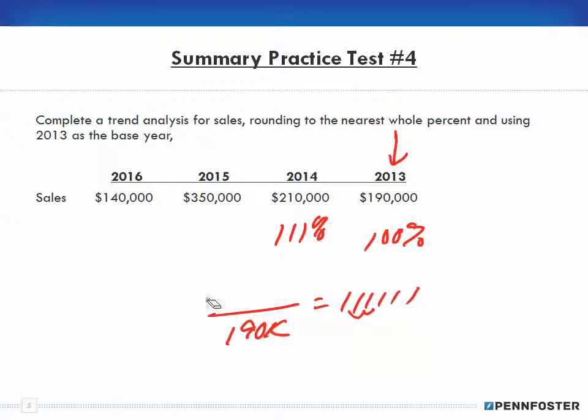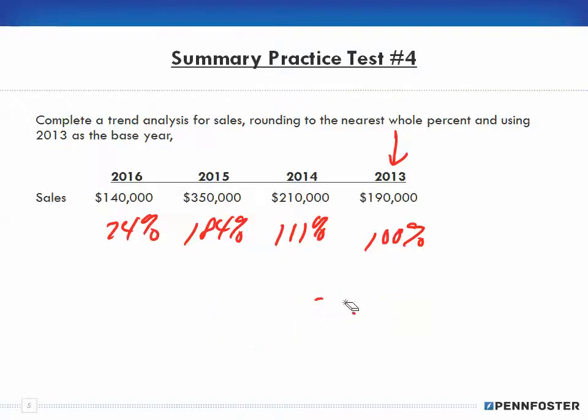And then we do the same exact thing for years 2015 and 2016. We have 350,000 divided by 190,000, and that gets to be 1.84, so that's 184%. And then for 2016, we have 140,000 divided by the 190,000, and that ends up being 0.74, or 74%.